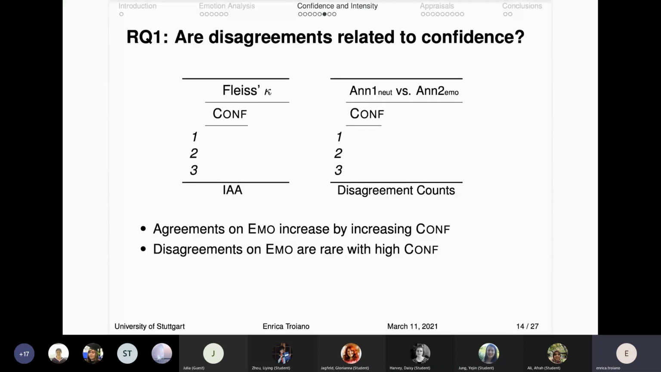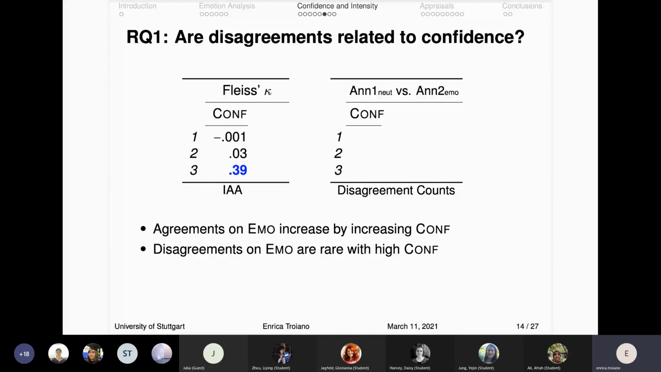Now the idea is to compute Fleiss' kappa again, but first we apply a sort of post-processing to the collected annotations. We accept as emotional only those items on which all annotators had the same confidence rating. So for instance, we accept as emotional only those items for which all annotators had confidence equal to 1. We turn into neutral all the other answers, and we compute Fleiss' kappa on that data. Next, we accept as emotional only those answers for which all annotators had confidence equal to 2, and we turn into neutral the other answers, and we compute Fleiss' kappa on those data items. And we do the same for the highest level of confidence.